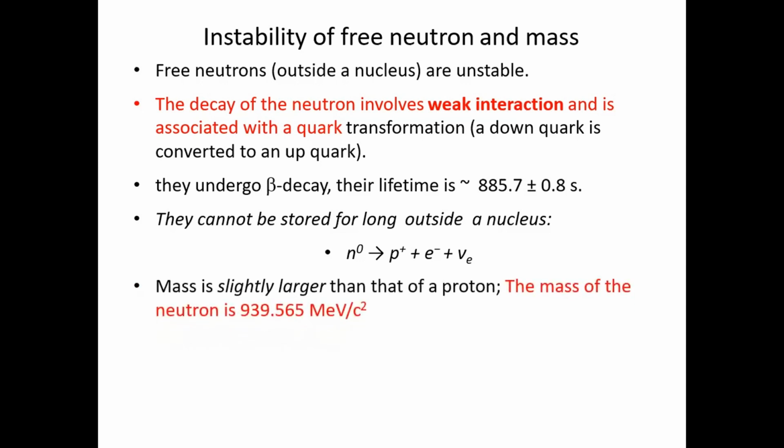The mass of the neutron is slightly larger as compared to the proton, and the mass in terms of energy is 939.565 million electron volts per c squared. This is the current unit for the mass.